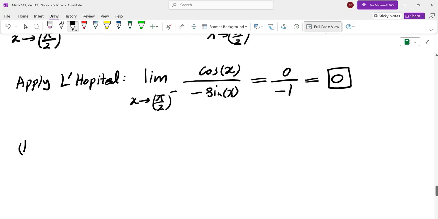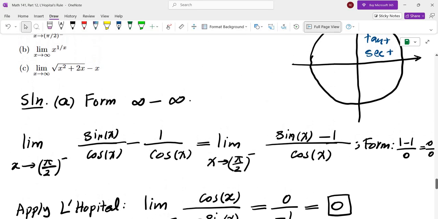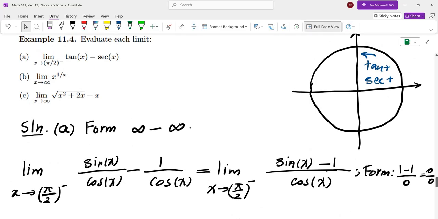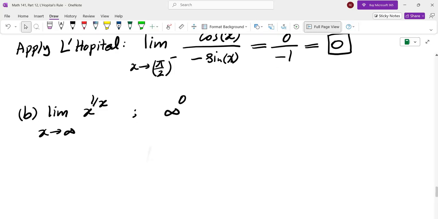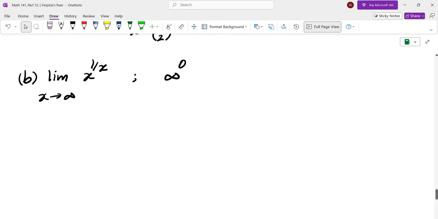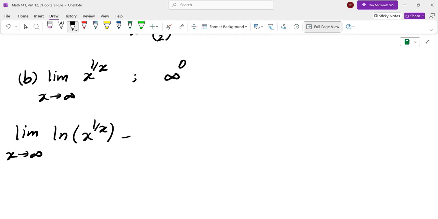Okay, let's look at the next part of this problem. The next one is the limit of x to the power of 1 over x. So if we look at x to the power of 1 over x, as x approaches infinity, we get infinity to the power of 0. That's again one of those indeterminate forms. So we're going to have to take the natural log. So we will take the limit as x goes to infinity of natural log of x to the power of 1 over x. So this is the form.